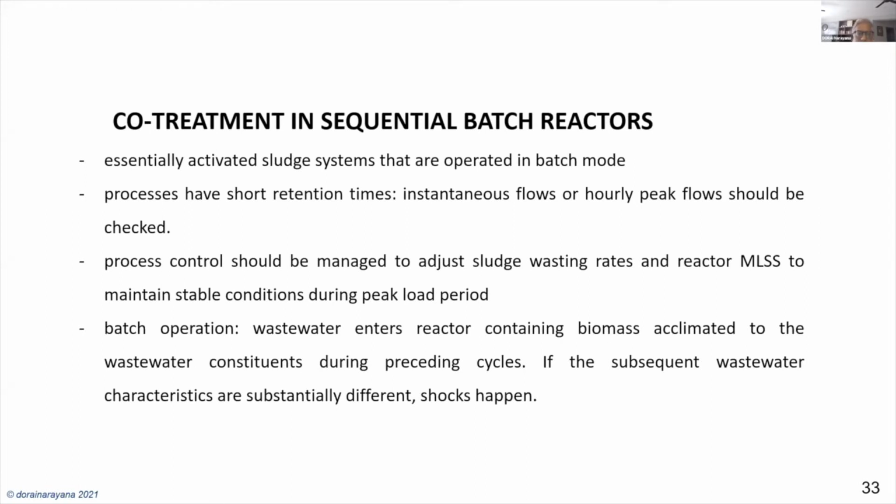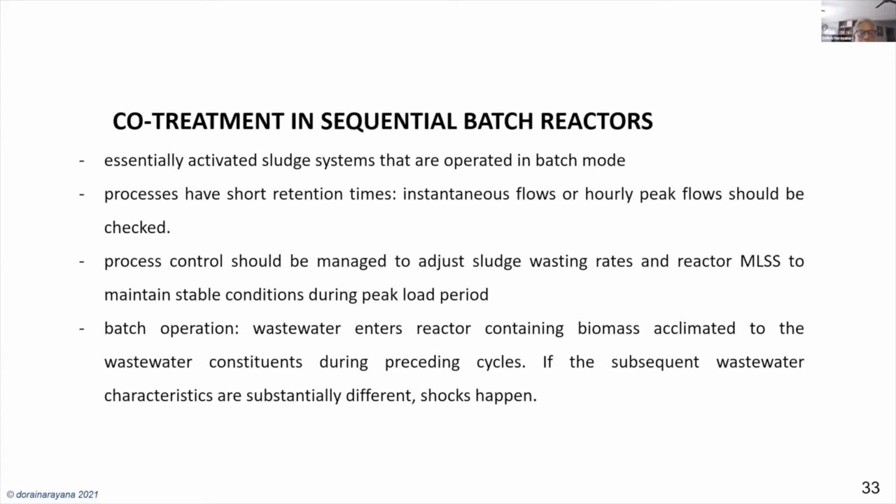Now let's look at different processes other than activated sludge. A sequential batch reactor also works on a similar principle of activated sludge, but it operates in batch mode. So you have different batch modes of fill, aerate, settle, and decant. And each of these sequential modes could have a very short time duration, right? And because of this short retention time, your instantaneous flow or the hourly peak flow may need to be checked, unless there is an equalization tank that has already been provided. And in any case, we need to check what is the peak flow after equalization, right?